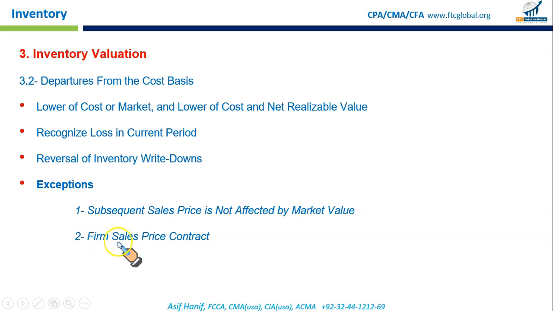And second, firm sales price contract, which is similar to this one. If the company has a firm contract to sell the product at a specified price, they do not need to apply the LCM or NRV rule, right? So if the price is already included in the contract to sell at a certain price in the future, it does not need to write down the inventory, even if the current market value is much lower. So these are the two exceptions to the normal LCM or NRV rule.